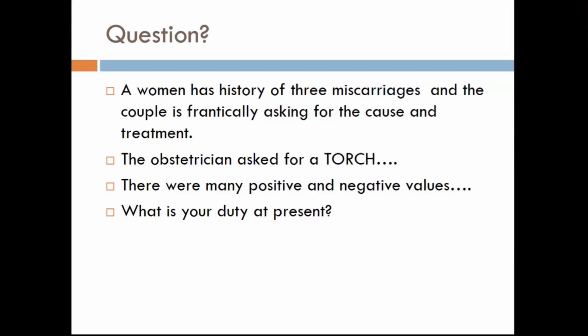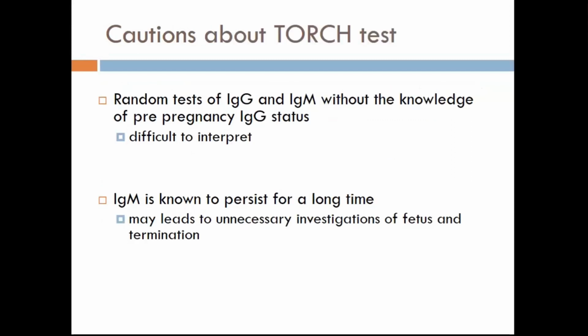Once a woman is exposed to one of these, except for a few, she acquires immunity. When she has IgG, that means she has been exposed earlier, right? She has already been exposed earlier. So give her confidence that this is not the cause, don't worry. A random test of IgG and IgM without the knowledge of pre-pregnancy IgG values is difficult to interpret.